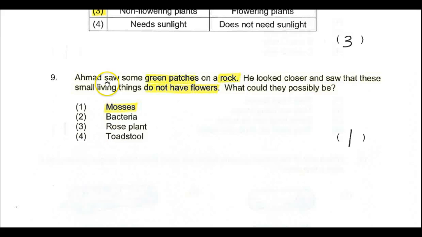Ahmad saw some green patches on the rock. He looked closer and saw that these small living things do not have flowers. And he's able to see them. It is not microscopic, therefore it's not bacteria. A rose plant has flowers, and toadstools are quite similar to the normal mushrooms. So it must be the mosses, the non-flowering plants that grow around the rocks.